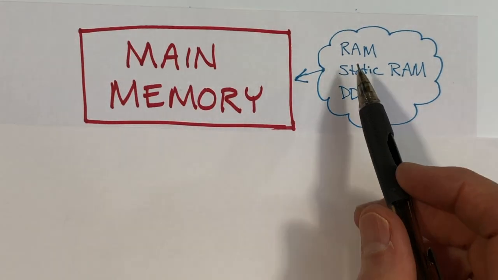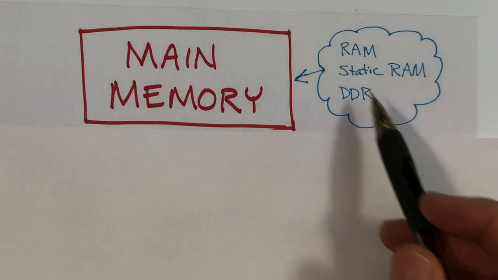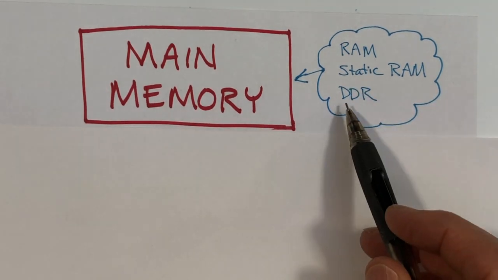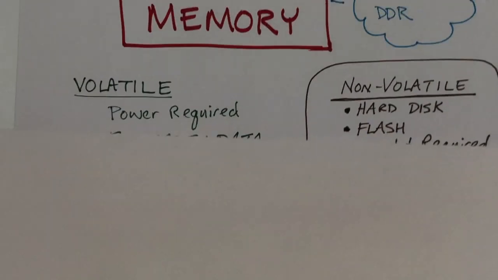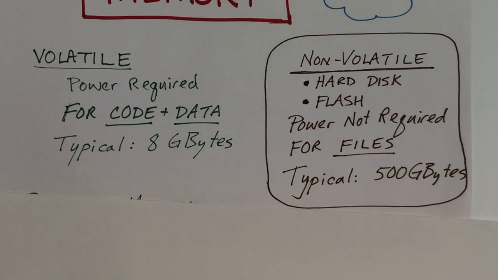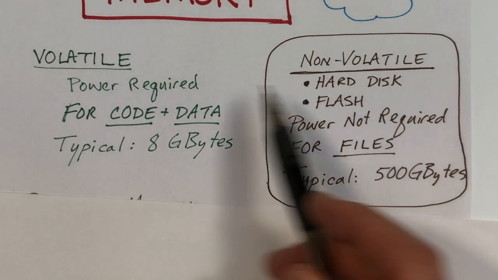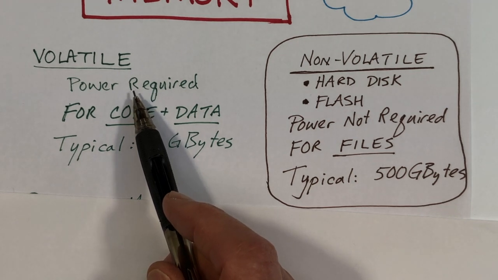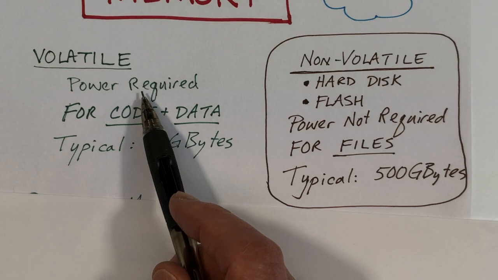Sometimes people call main memory random access memory, RAM, and you can have different implementations. For example, you could have static RAM or dynamic RAM. All of this is main memory. We can contrast main memory with hard disks and flash. Main memory is volatile in the sense that power is always required. You turn the power off, the data in the memory is lost.